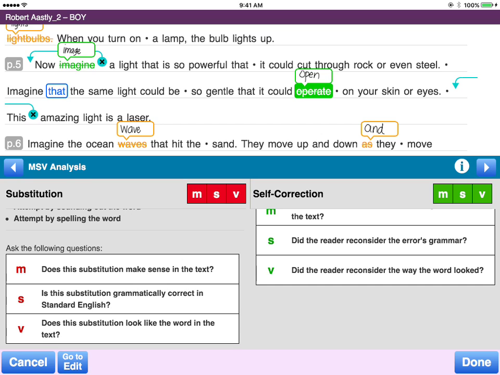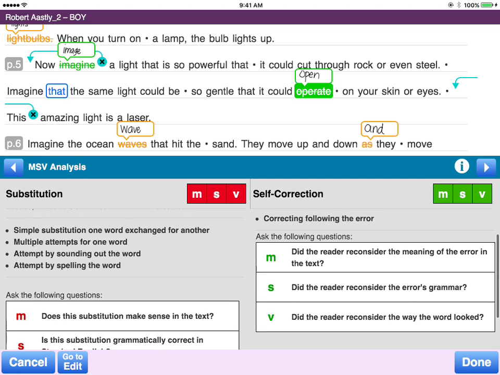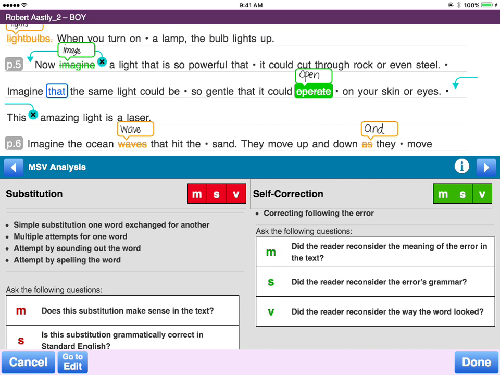So gentle that it could open? Yes, it sounds grammatically correct. And then we ask ourselves, does it visually look the same? So gentle that it could open? Yes, they have similar letters, so we can see that that could be a visual miscue. Now, this particular student also self-corrected this word. So what did the reader consider when correcting this word? Did the reader reconsider the meaning of the error? Yes. Did the reader reconsider the error's grammar? Yes. Did the reader reconsider the way the word looked? We said yes for this one because of the syllables.